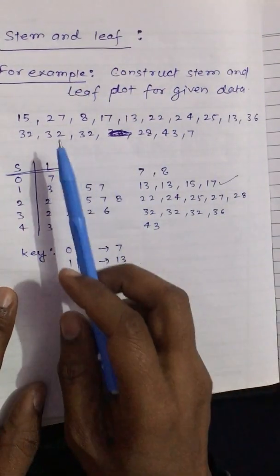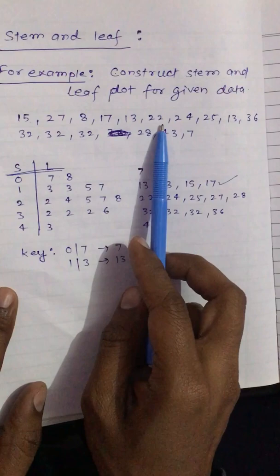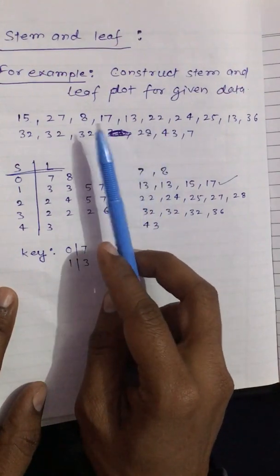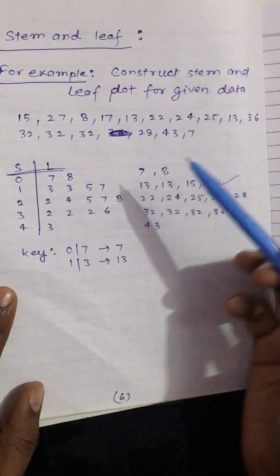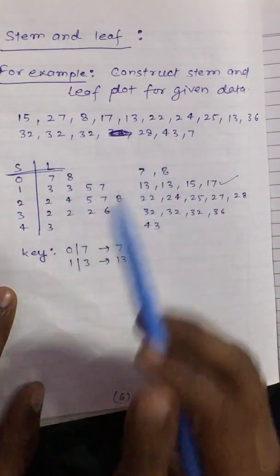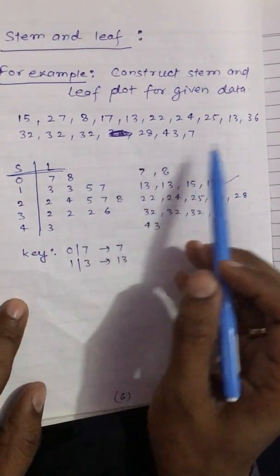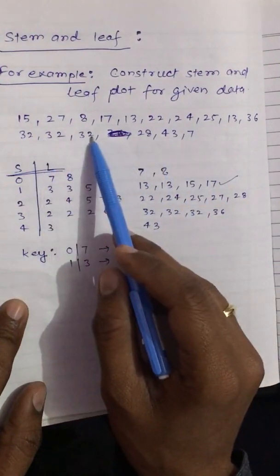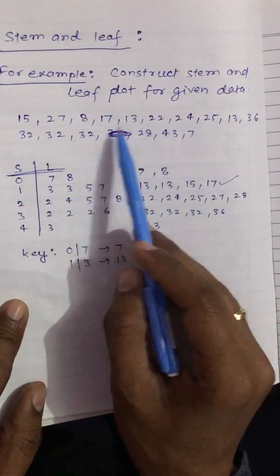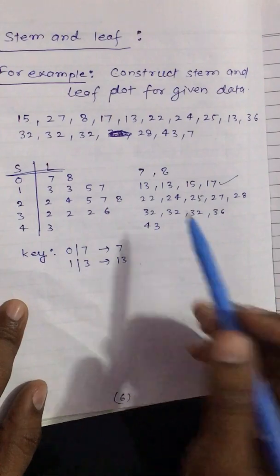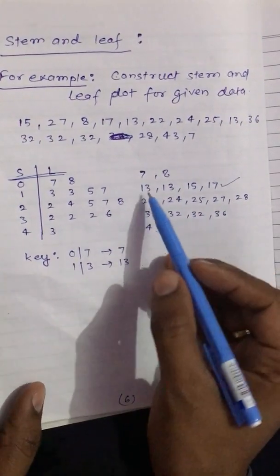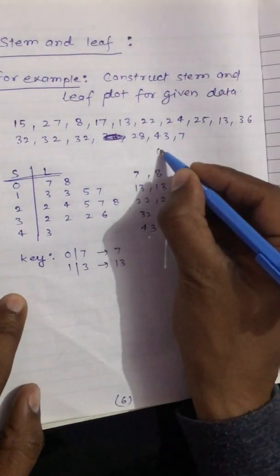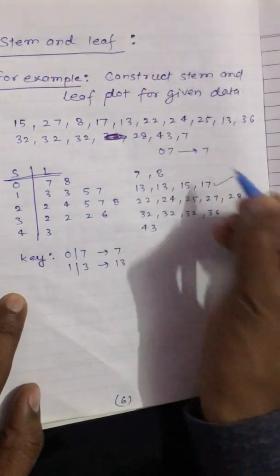Now 20s, we have 22. Do we have 23? No. 24? Yes, and we have 25. Yes, we have 27, and 28 we have. 30 we also have. 32 we have 1, 2 and 3 times. Then we have 36. Where is 36? Here. Now we have one number in the 40s, that is 43. Now when you arrange, you can see that 07 can be written as 7, right?